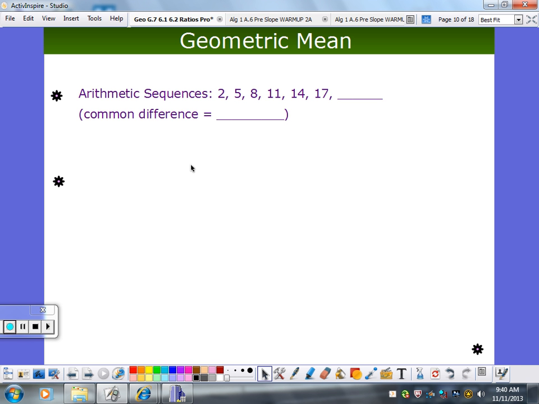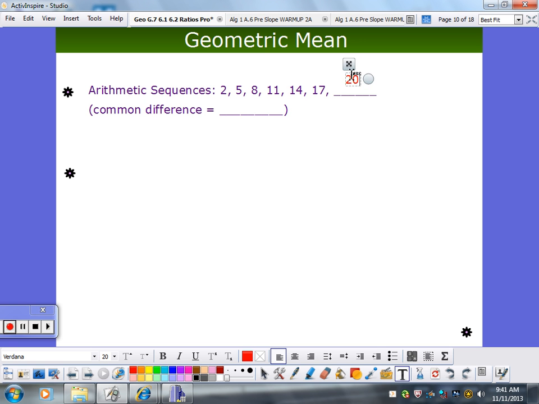Now, a geometric mean is something else. You may remember these things. Arithmetic sequences. Anybody remember these? 2, 5, 8, 11, 14, 17. What's coming next? What's coming next in this pattern? We're using inductive reasoning. 20. How'd you get that? Pattern of adding 3. And we call that the common difference. How do we find the common difference? Well, it's 5 minus 2, 8 minus 5, 11 minus 8. So, yes, indeed, we got 20 here.